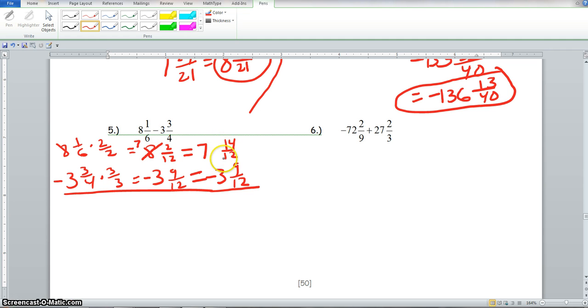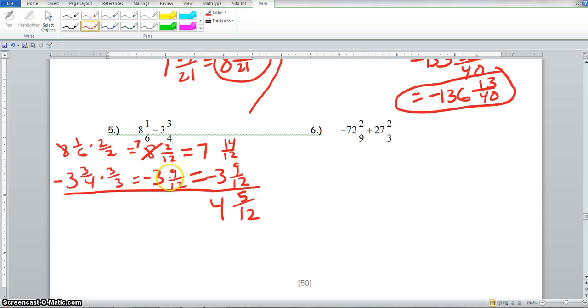Now, we will have 14 12ths minus 9 12ths, which is 5 12ths. And 7 minus 3 is 4. So your final answer here will be 4 and 5 12ths. Now let's go back through that again.